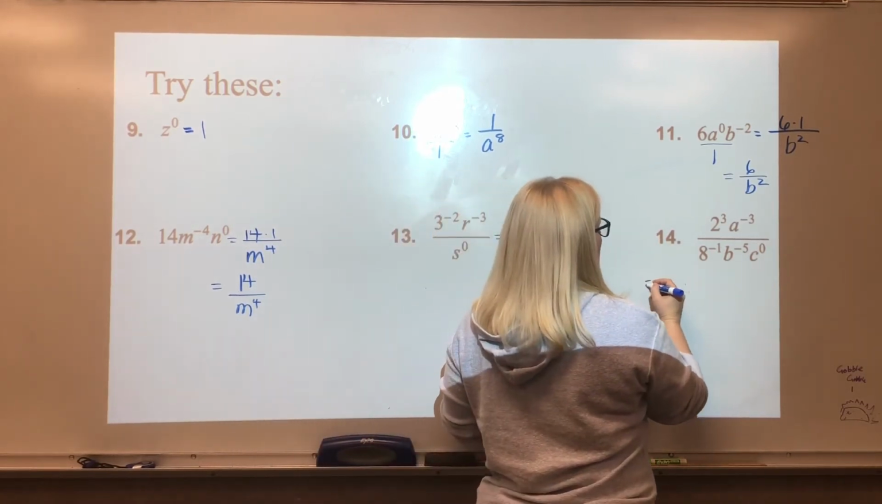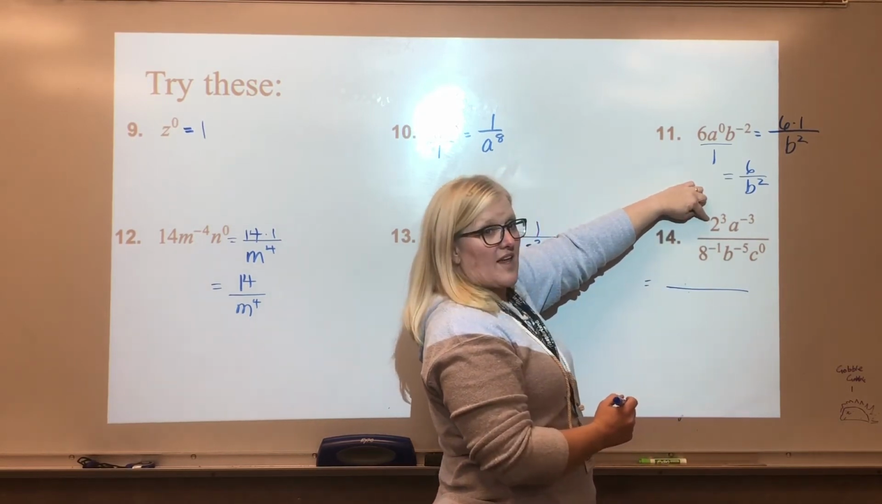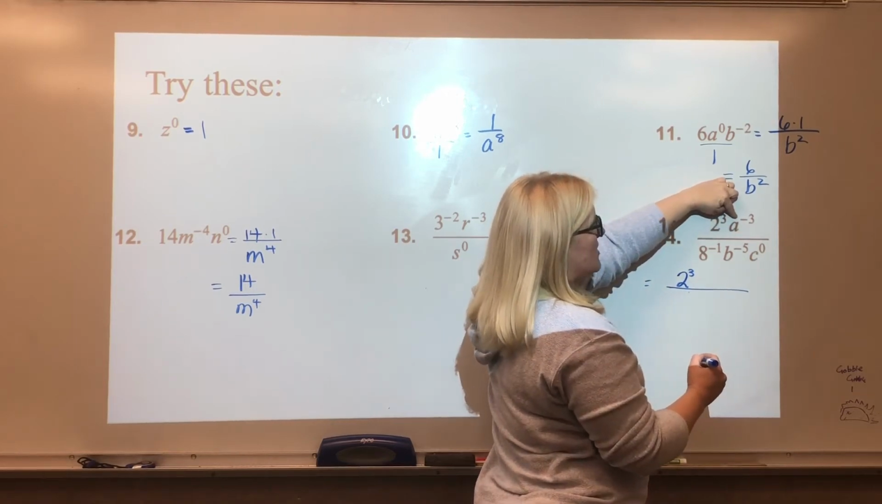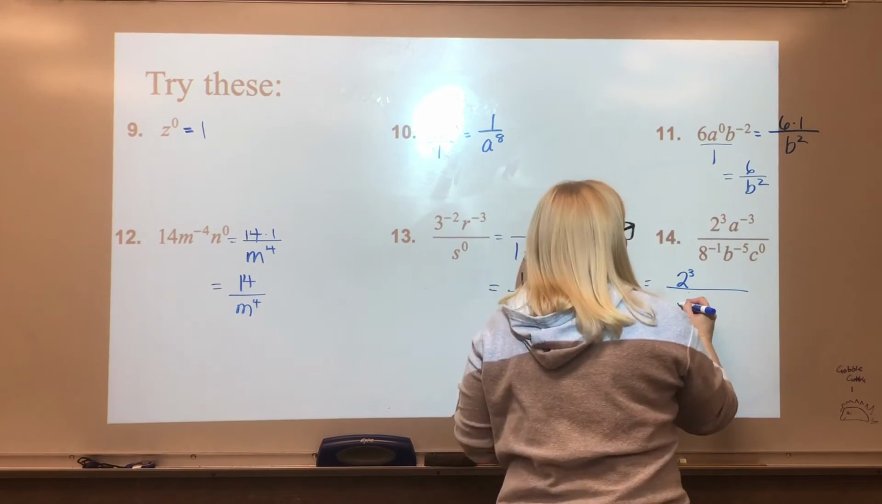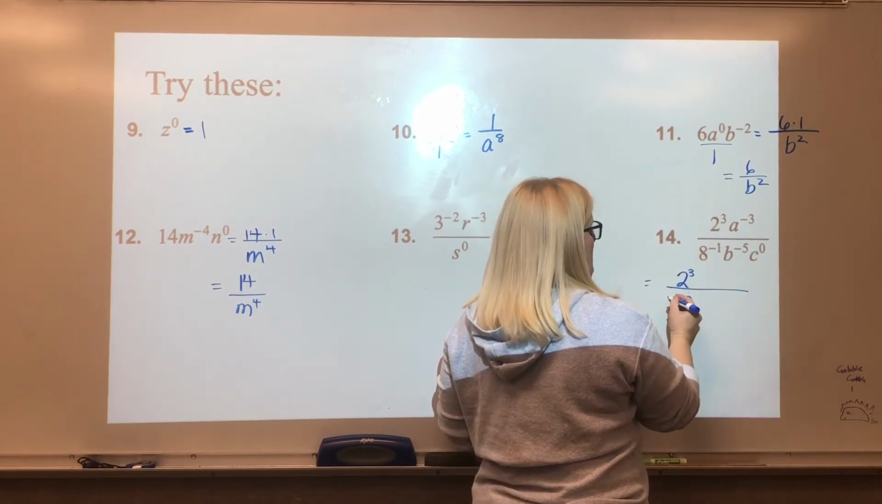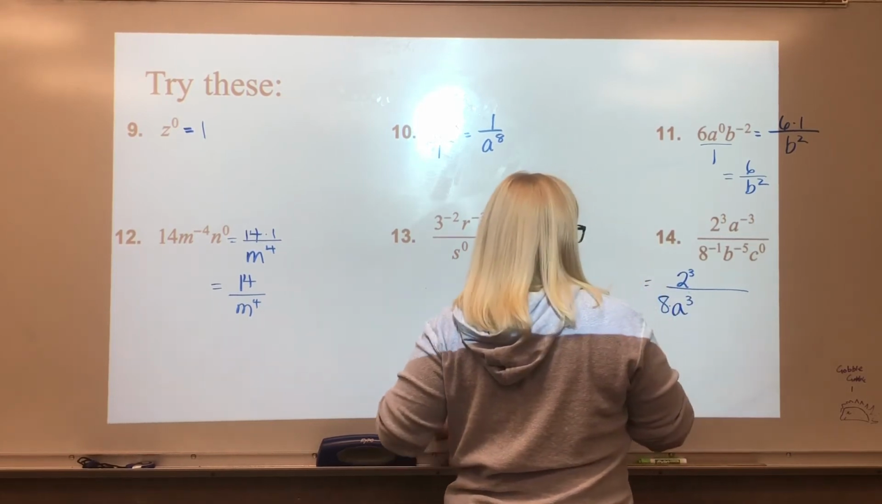And finally, this one's a little trickier. We've got 2 cubed, that stays on top, it doesn't have a negative exponent. A to the minus 3 power, it's going to go downstairs, so I've got a to the third. Then we've got 8, which stays down below. Oh, no it doesn't. Wow.